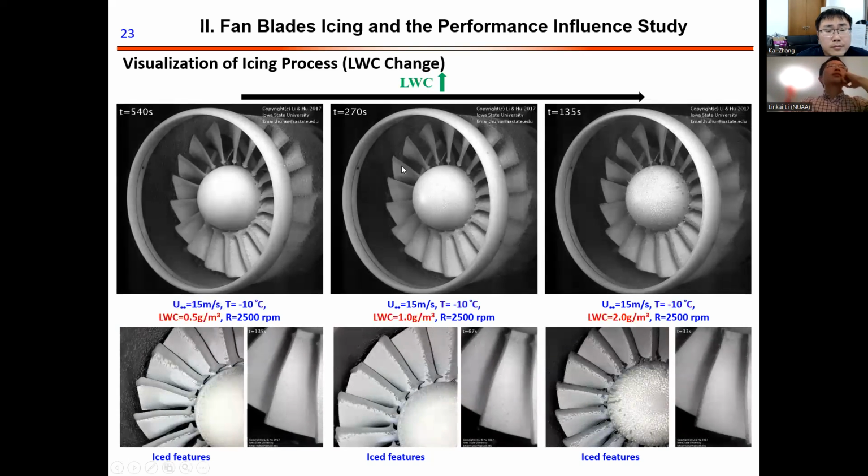The next one is a change of the liquid water content. The temperature was fixed at -10 Celsius degrees, and the liquid water content varies from 0.5 to 2.0 grams per cubic meter. And this icing buildup changed from the rime ice to the glaze ice. For 2.0 grams per cubic meter, there is water run back. You can see here, there's water run back on the surface, and smaller ice circles build up at the downstream area.